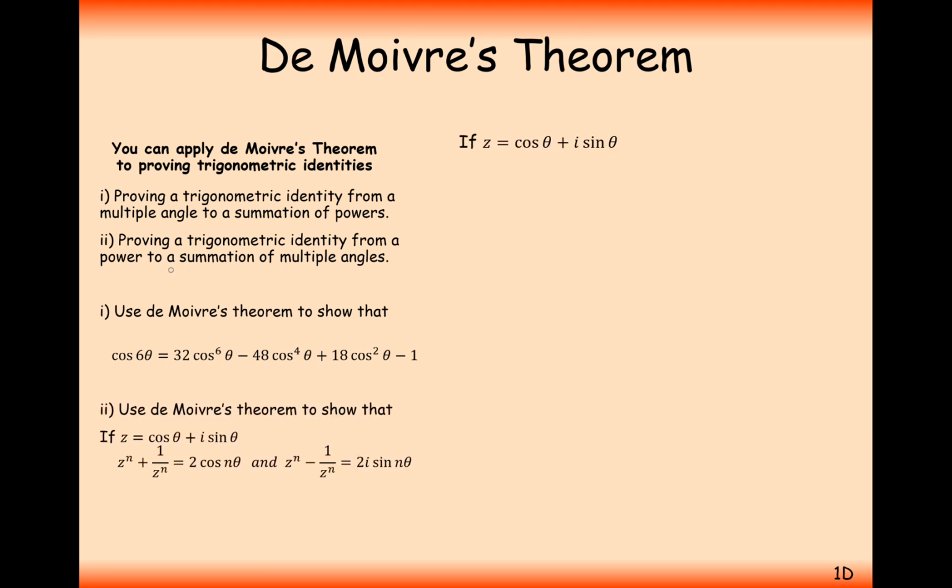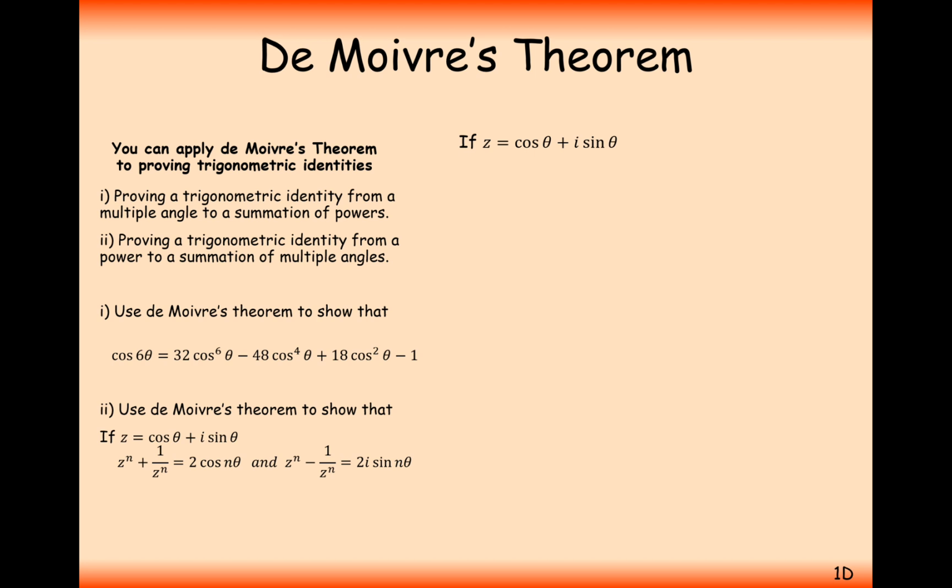Now the second thing we need to do with a trigonometric identity using de Moivre's theorem is to prove that a power can be written as the summation of multiple angles. But the first thing we need to do with this is to remind ourselves that these little formulas exist. These formulas are z^n plus 1 over z^n equals 2 cos nθ. z here is representing just a complex number, cos θ plus i sin θ, but when you subtract them, you get 2i sin nθ.